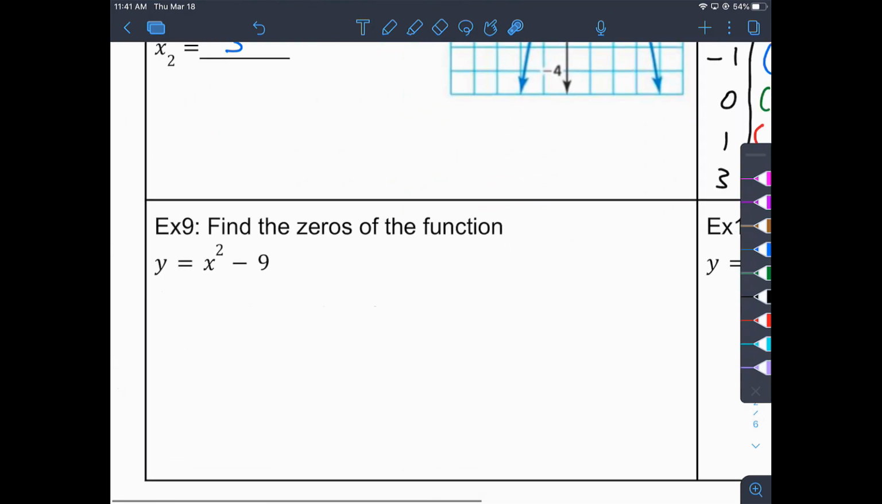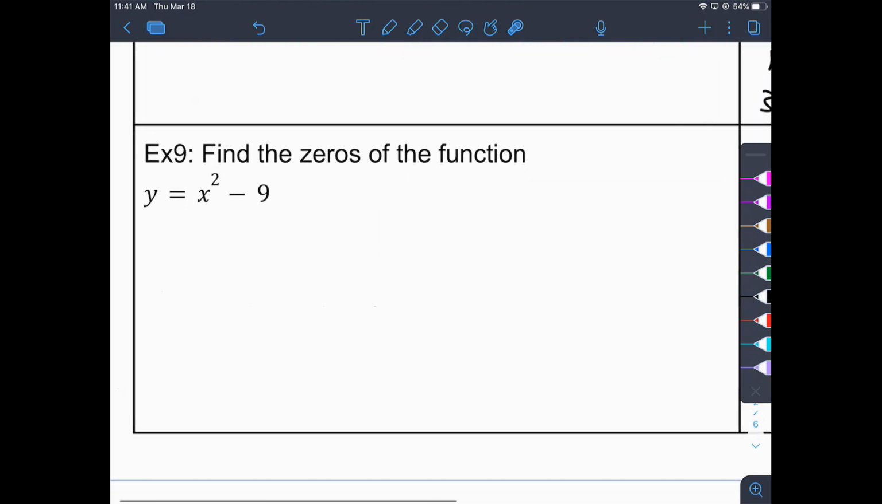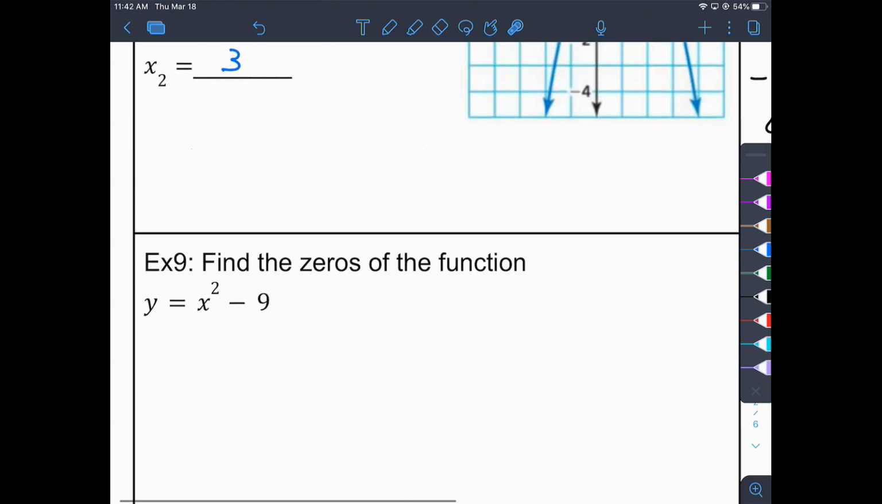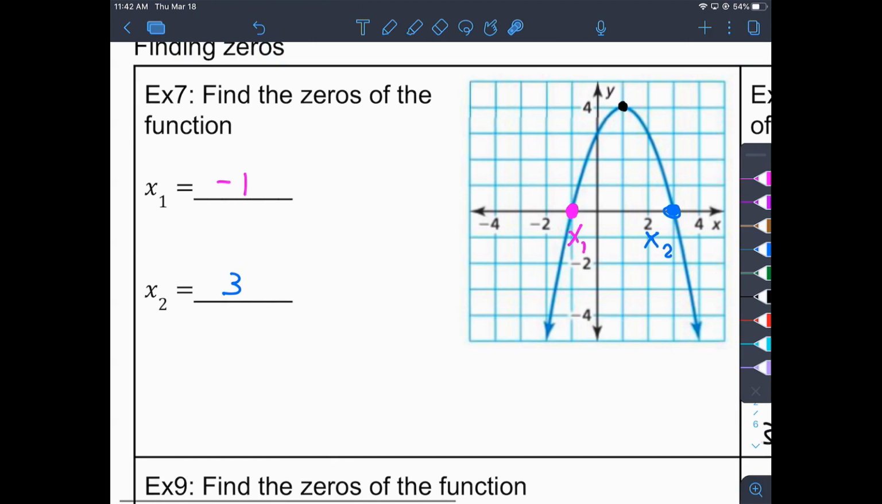What I'm getting at is there's another method, and it's one we actually already know. It says find the zeros of the function. Well, think about that idea of zeros. When do they happen? I'm going to go back up here. When do the zeros happen? When does it cross the x-axis? Well, it happens when the y value is 0.